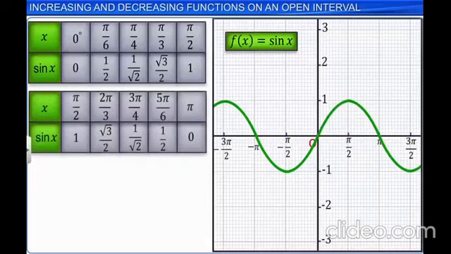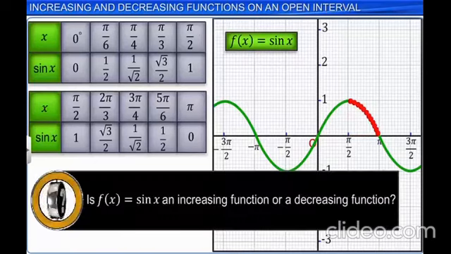And as x increases from pi by 2 to pi, sin x decreases from 1 to 0. In other words, the height of the graph decreases as we move from pi by 2 to pi on the x-axis. Now, what do you conclude out of this discussion? Is f of x is equal to sin x an increasing function or a decreasing function? Let's see the analytical definition of an increasing or decreasing function on an interval to answer this question.